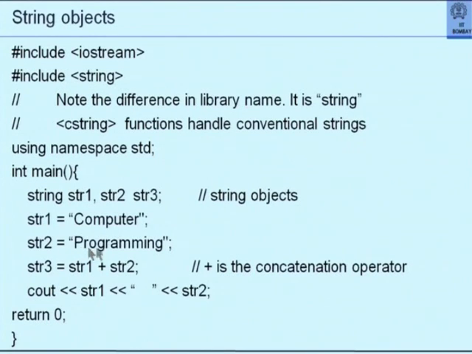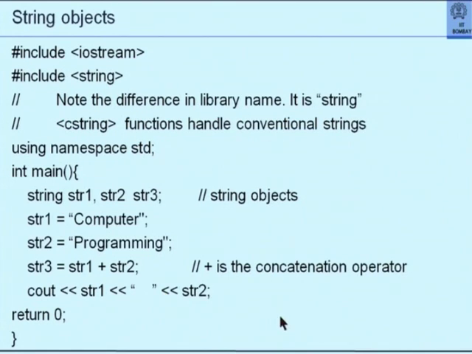So when I say str1 equal to something in double quotes, that string becomes the value of str1. str1 now is a proper string object. Similarly, str2 is equal to "programming". If I say str3 equal to str1 plus str2, this plus is the concatenation operator. Notice this: cout str1 less less two spaces less less str2.